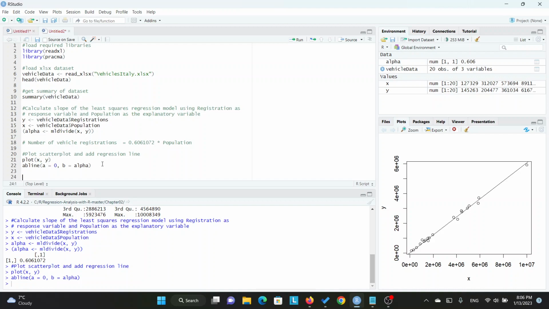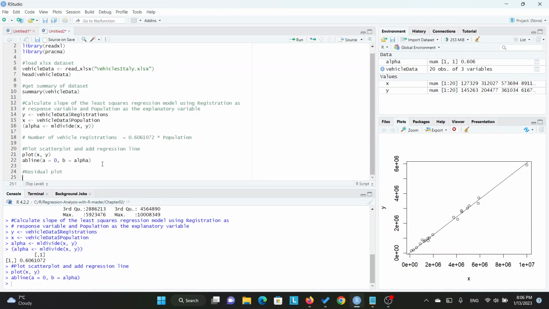Okay, now the next thing we're going to do is see how well our model fits our data set. So we're going to do a residual analysis. The way we do it is we're going to get the residual plot first. So we will get vehicle reg fit first. That is, we'll get fitted values of our number of vehicles registered using our model, using this equation.